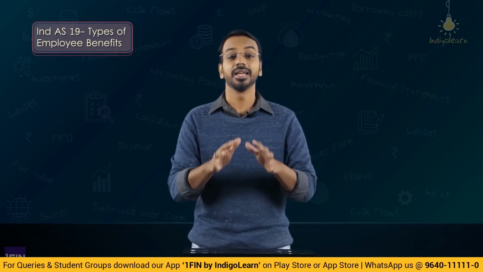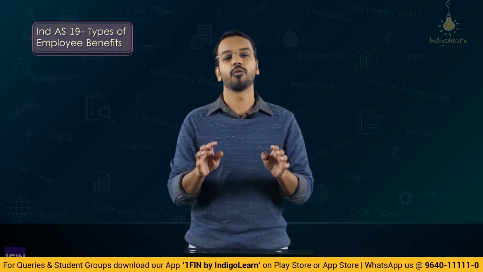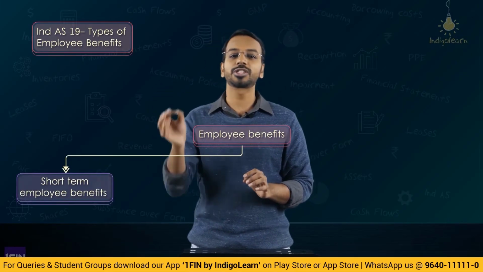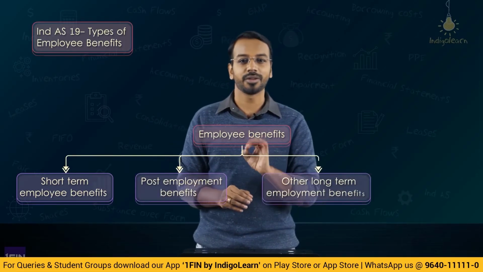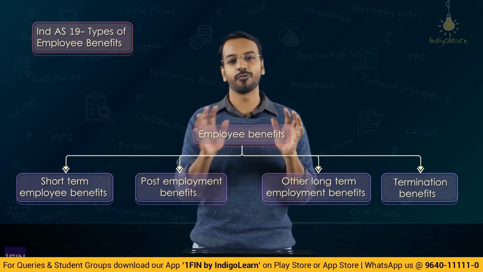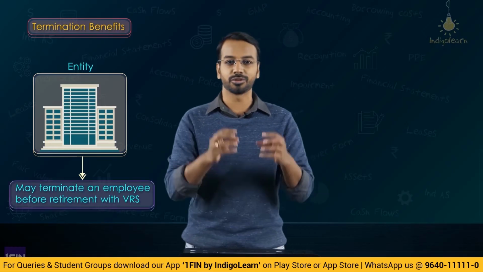Let us now understand types of employee benefits as per Ind AS 19. Ind AS 19 classifies employee benefits into 4 categories: short-term employee benefits, post-employment benefits, other long-term employee benefits and termination benefits. First, let us understand the meaning of termination benefits. An organization would have a retirement age. It may be 60 years, or in some private companies 62 or 65 years. Once you attain that age, you will have to retire, and your employer-employee relationship comes to an end on the date of your retirement.